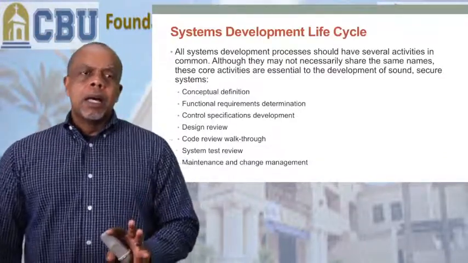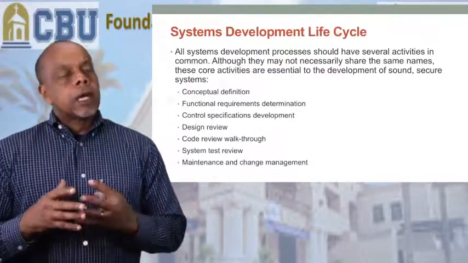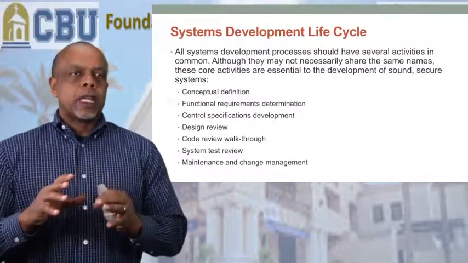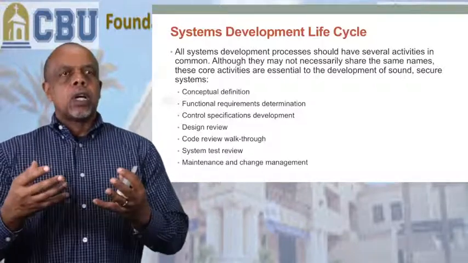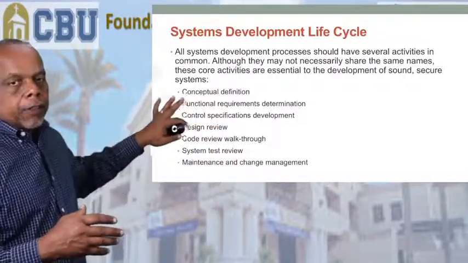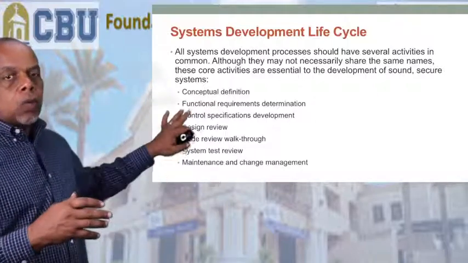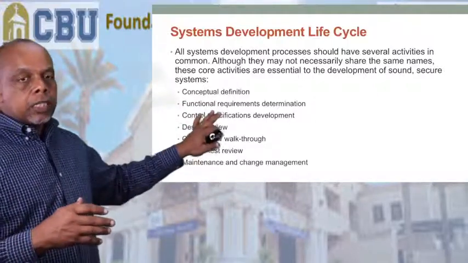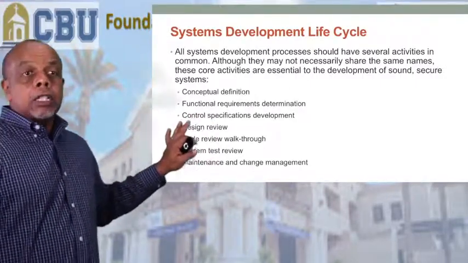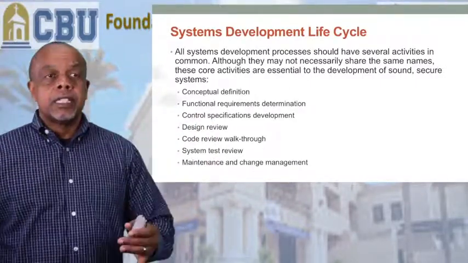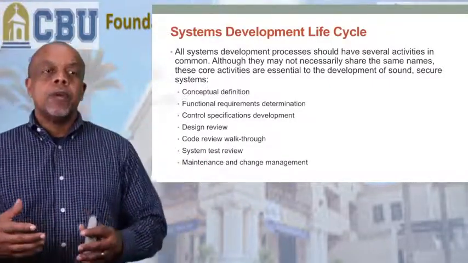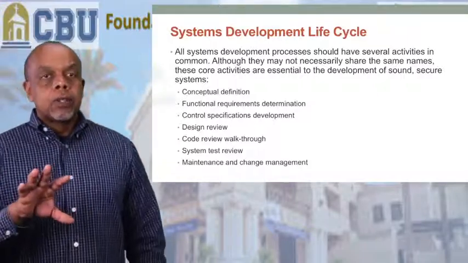Now, when we think about models, there's some commonality between all of them. The way I always like to present this is the basic core of any development model. These are the common development processes that you're going to see, and we're going to walk through these: conceptual definition, functional requirements determination, control specification development, design review, code review and walkthrough, system test review, and maintenance and change management. Okay, so let's get into these.